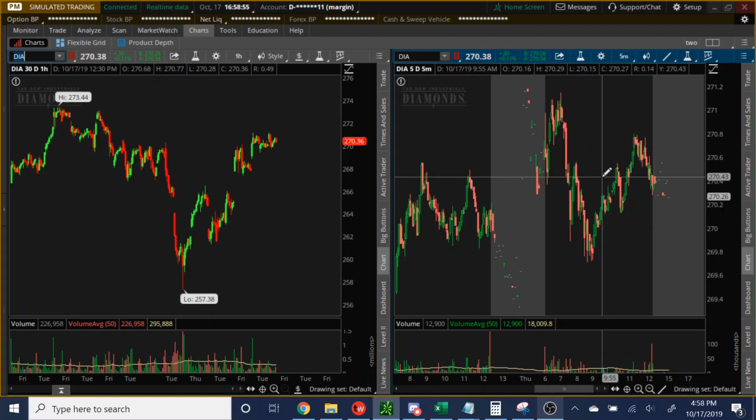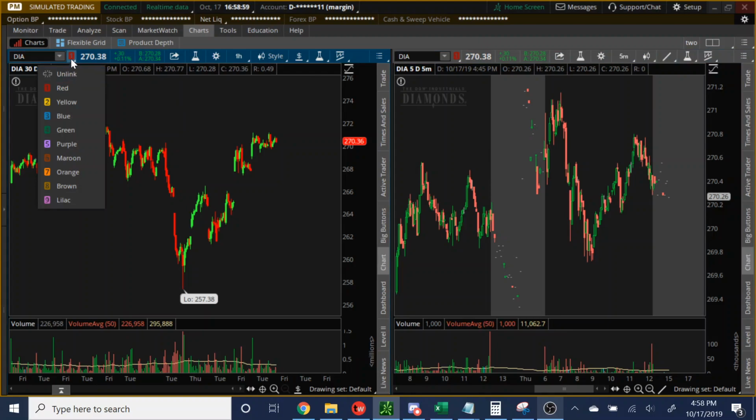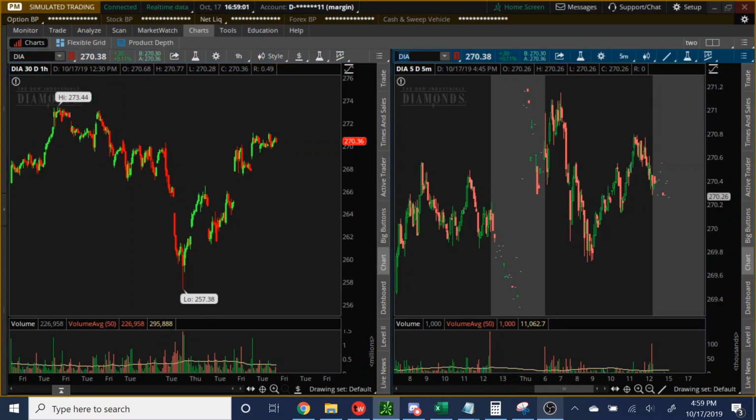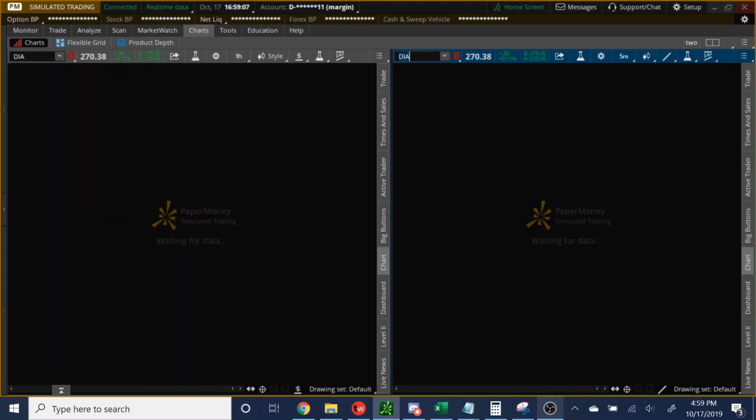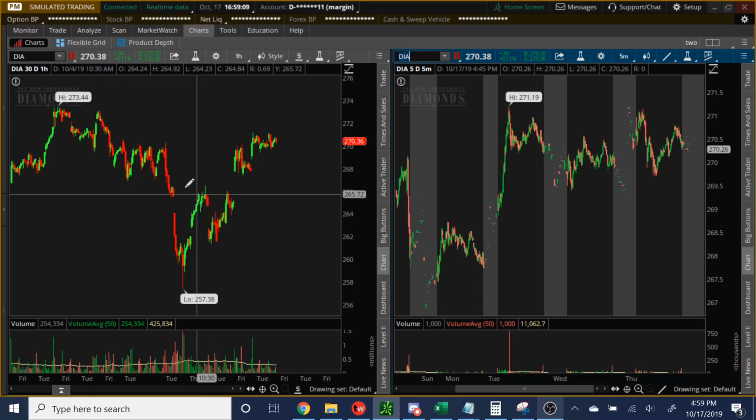I like to have these linked with the little link button here, so they change to the same stock whenever I type something in. So that's the first thing I like to do. That's kind of personal preference.